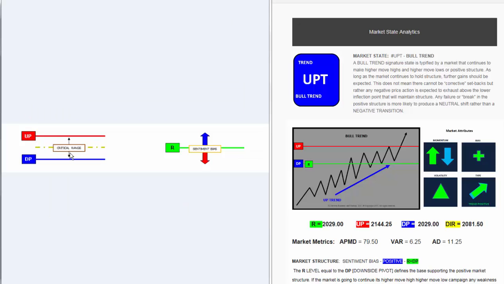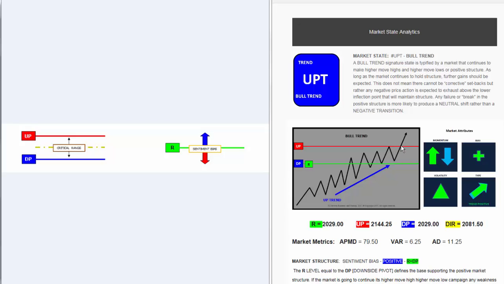Next, we have what we call our critical range, which is defined by the UP upside pivot and DP downside pivot. This month, the sentiment bias is at the lower end of the critical range, so this is kind of the big neutral zone the market's trading in. And the top of that critical range defines the upper peak.